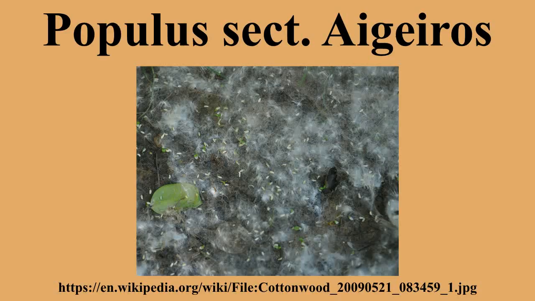Some taxonomists formerly considered P. fremontii to be a subspecies of P. deltoides. Populus nigra. Black poplar is native to Europe and Western Asia, and is distinct in its much smaller leaves, 5 to 11 centimeters across, with a more rhombic shape.